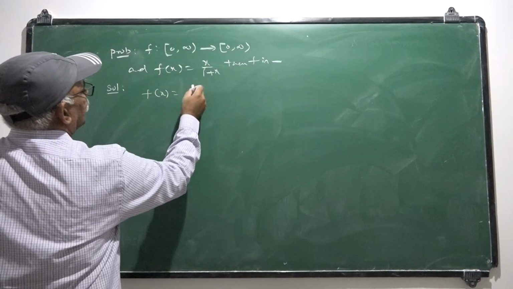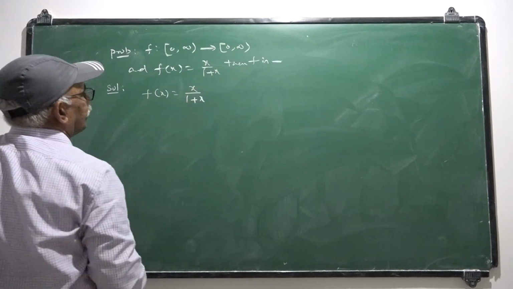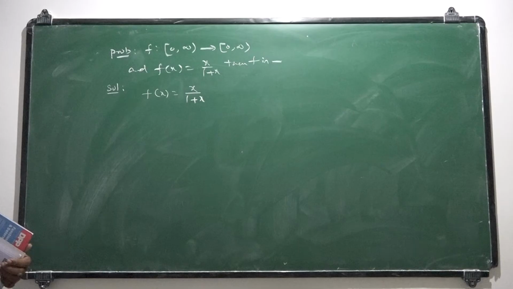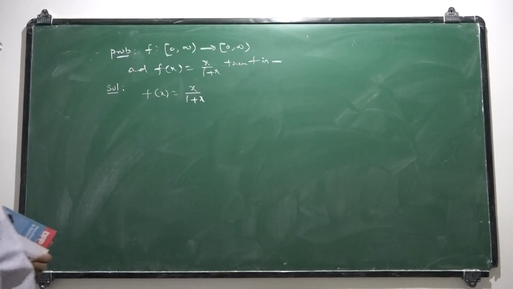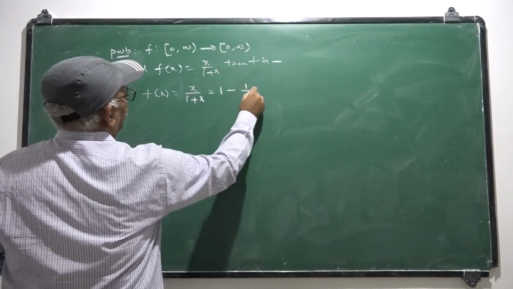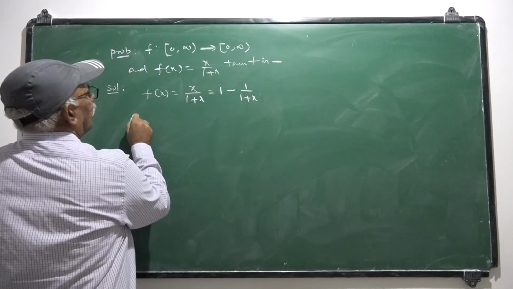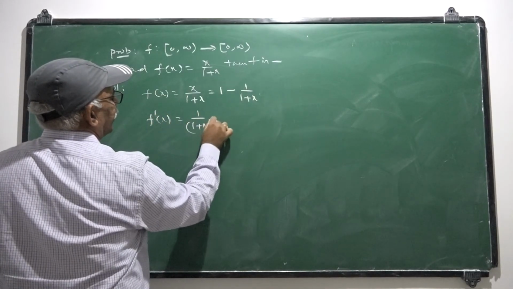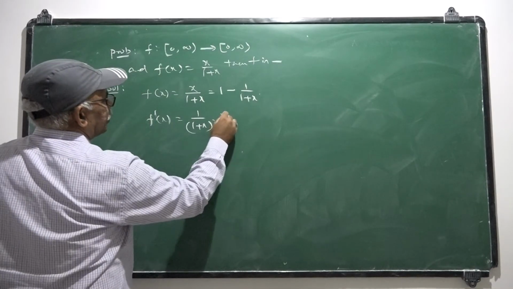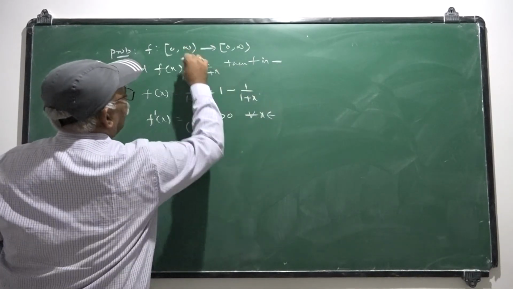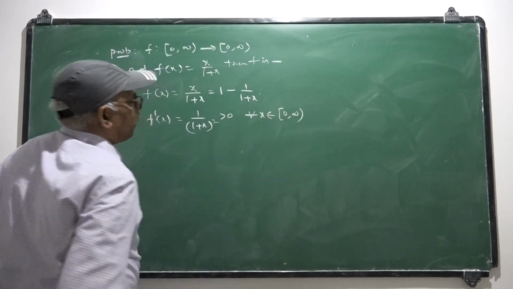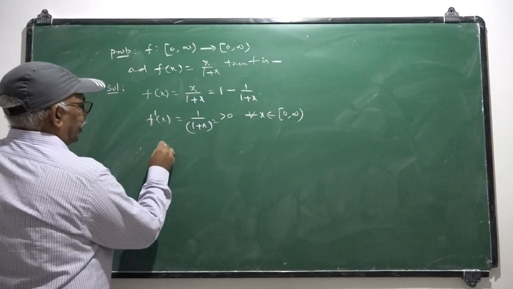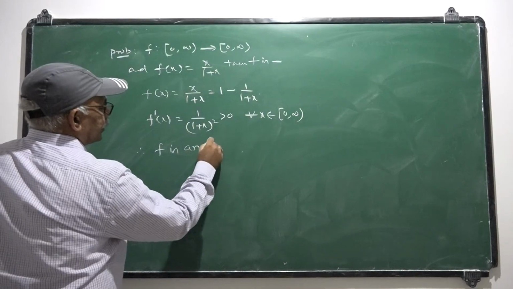Here f of x equal to x by 1 plus x itself. That is 1 minus 1 by 1 plus x. And f dash x is 1 by 1 plus x whole square, which is positive for all x that belongs to the domain. So the function is an increasing function. Therefore, f is an increasing function.